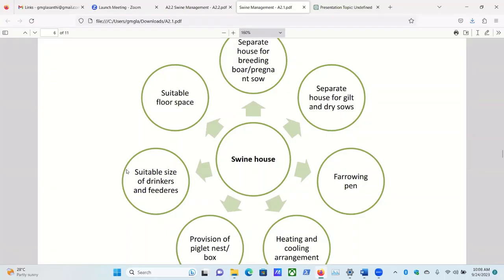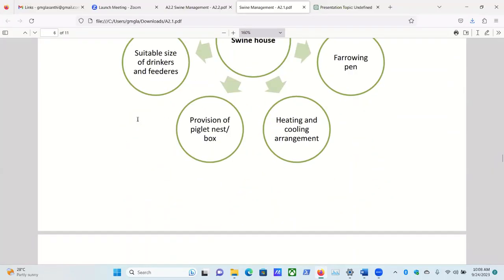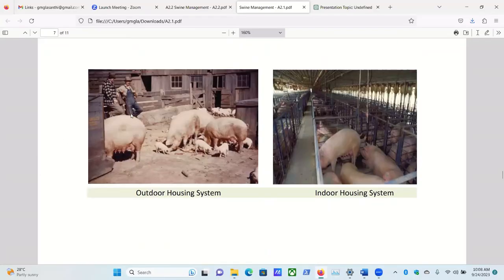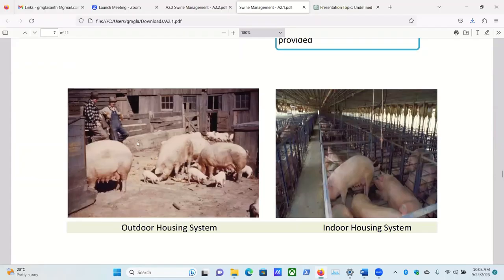So those nipple drinkers are used in swine houses. And suitable floor space should be there. We should provide ad libitum floor space without giving stress and without reducing ventilation for the animals. So there are two types of housing system: outdoor housing system and indoor housing system. This is the outdoor housing system. This is the indoor housing system.